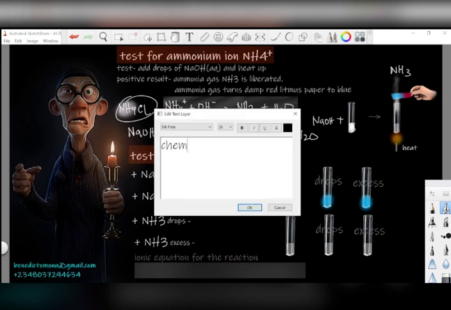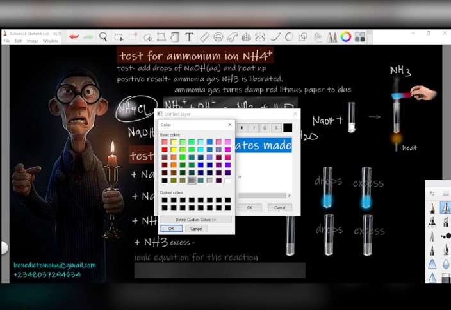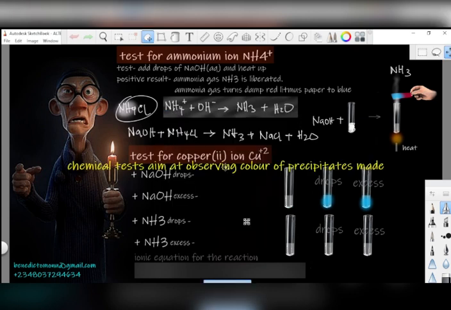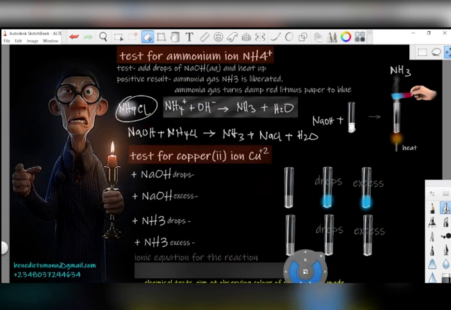So chemical tests aim at observing the color of precipitate made. That is the essence of a chemical test. We are observing the color of precipitates made, and the color of those precipitates tell us what kind of ions are present in the sample.